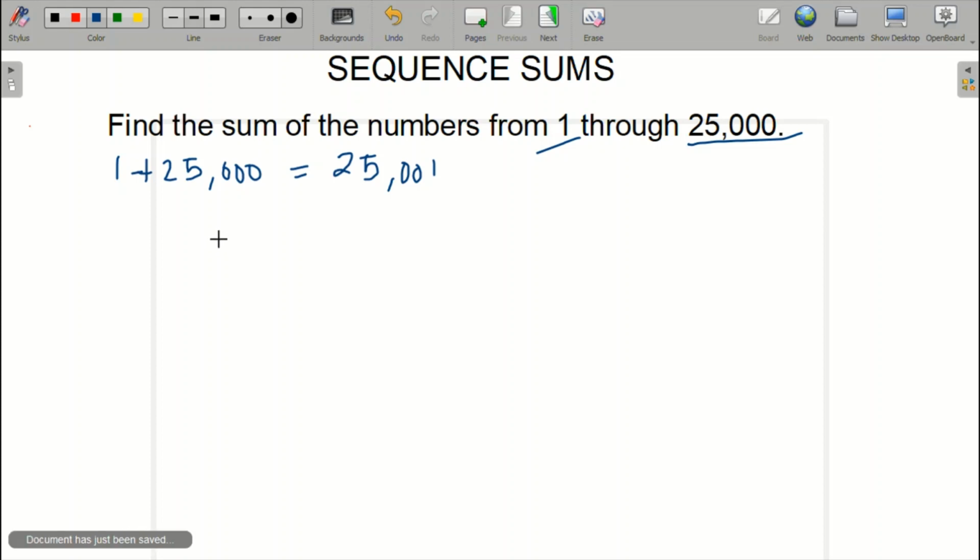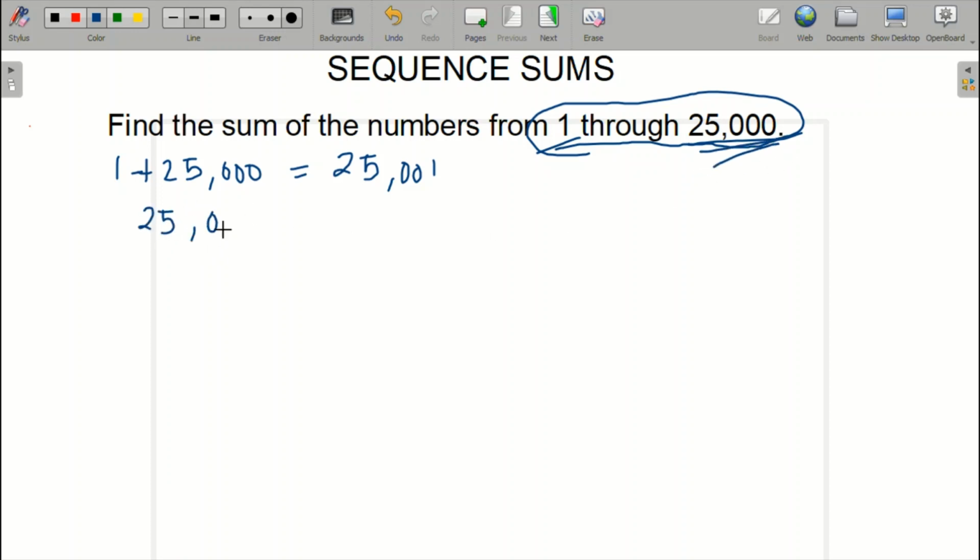How are we going to get the pairs of numbers? This is counting numbers, right? So we're just going to get the last number here. This is the 25,000. And then we're going to divide by 2 to get the pairs of these numbers. So 25,000 divided by 2 is 12,500. Now these are the pairs of numbers.